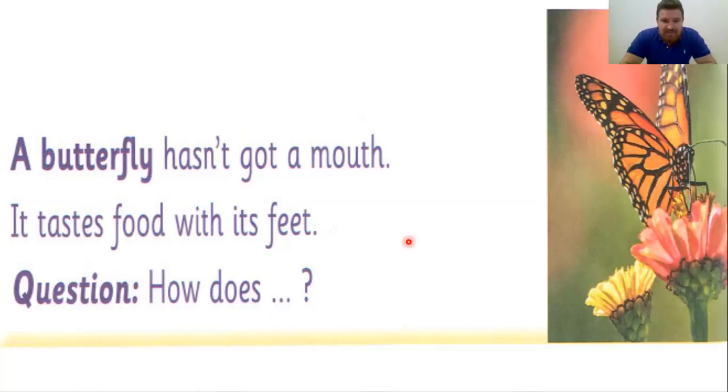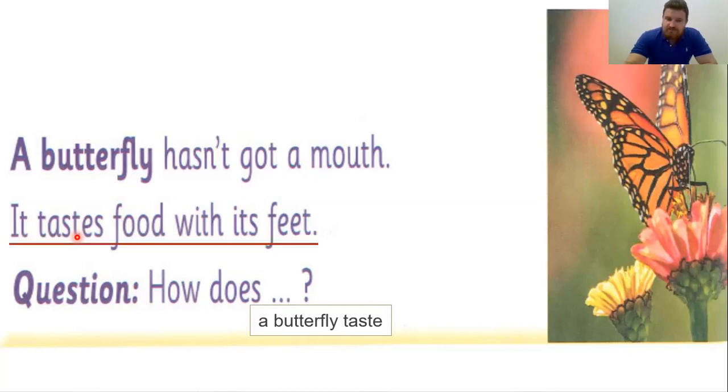All right, so now we need to make the question. How does, so only one, then we put the thing, remember? How does, now the thing, a butterfly, yes, and now the verb. What is the verb? Taste. Very good. How does a butterfly taste? You should be writing the answers. It tastes food with its feet. Okay. Very good, grade 2s.